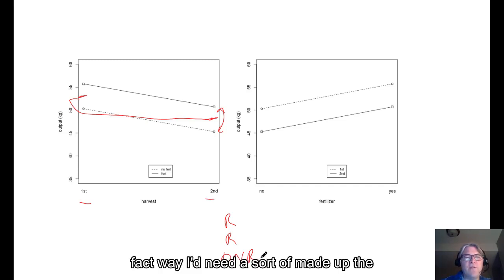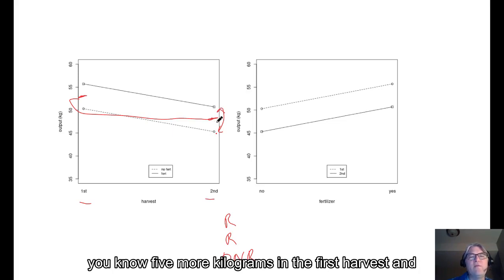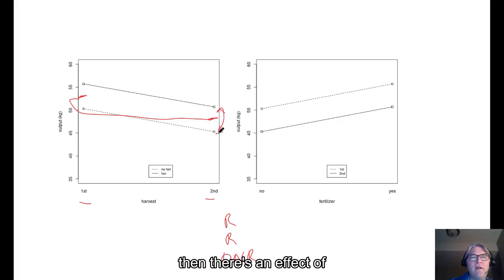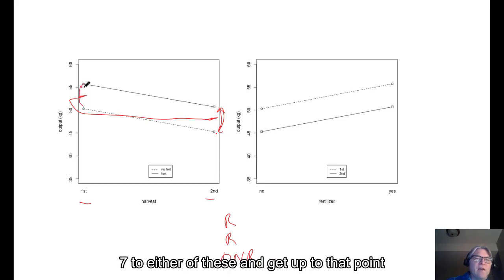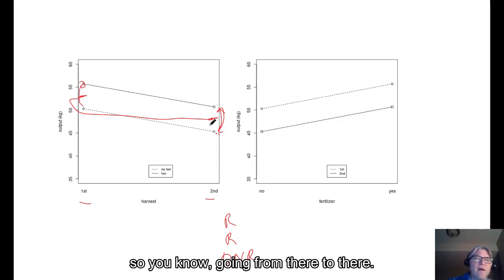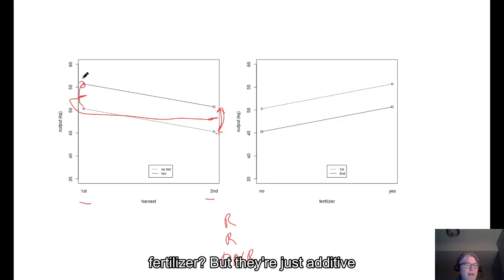In fact, the way I made up the data here is from 45 up to 50. That's your effect of the first harvest. You get 5 more kilograms in the first harvest, and then there's an effect of, I think I made it like 7 or something, for the fertilizer, but you can add 7 to either of these and get up to that point. So going from there to there, you have both the effect of the first harvest and the effect of the fertilizer, but they're just additive. There's no kind of weird interaction.